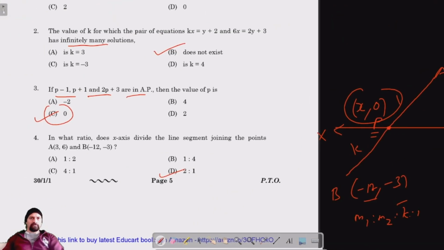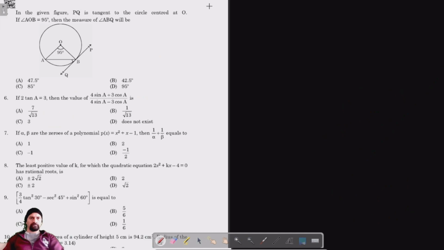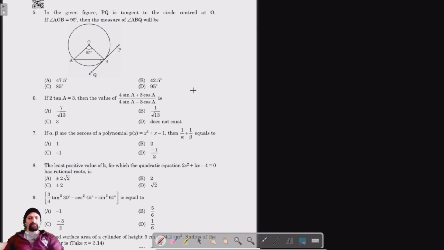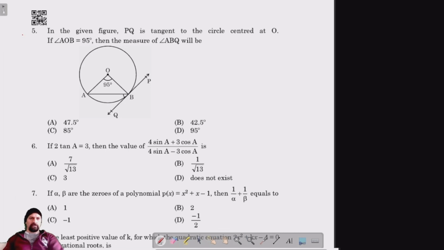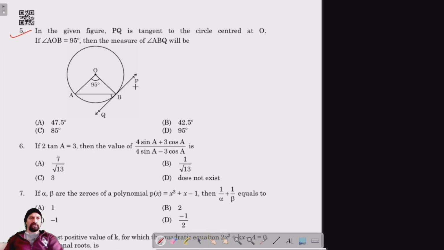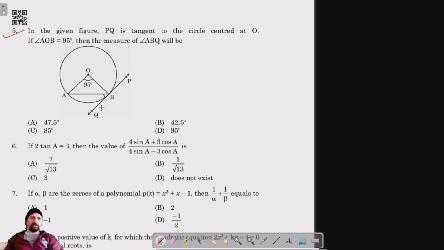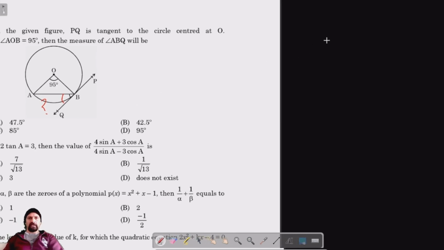Let's move on to the next page. Okay, so for the next page, our question is question number 5. In this given figure, PQ is a tangent to the circle which is centered at O. So O is the center of the circle, and the central angle AOB is equal to 95 degrees. We have to find the measure of angle ABQ.